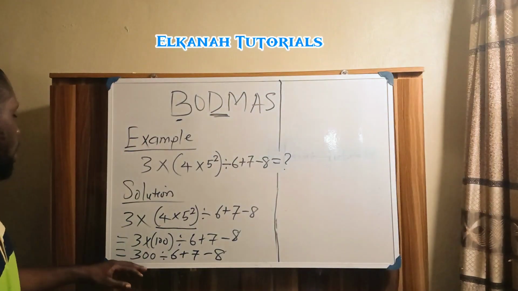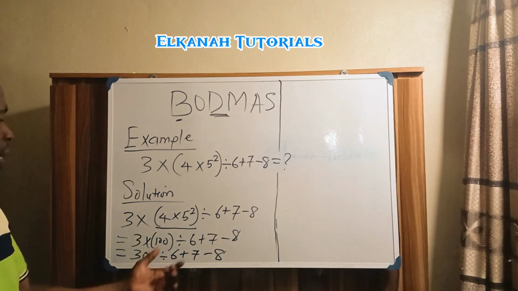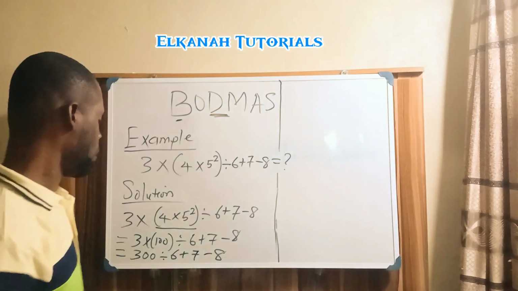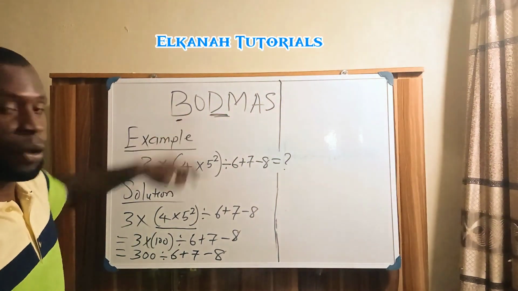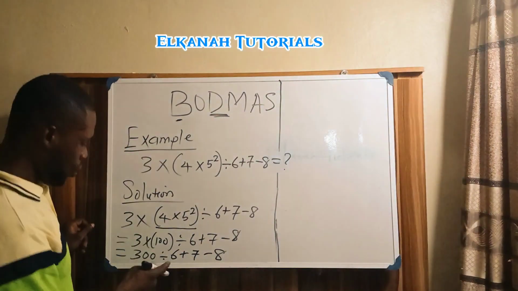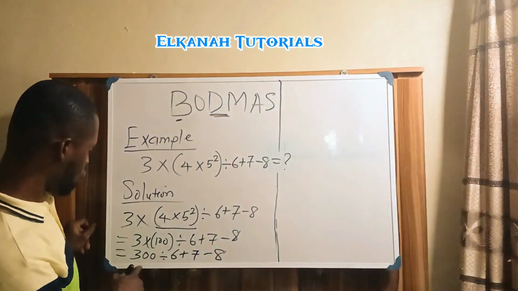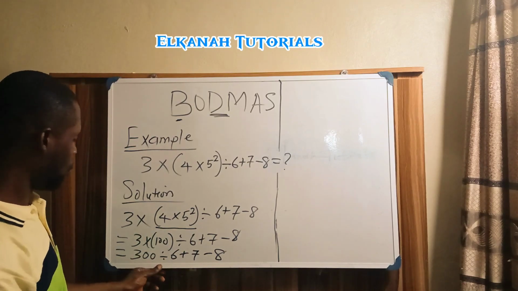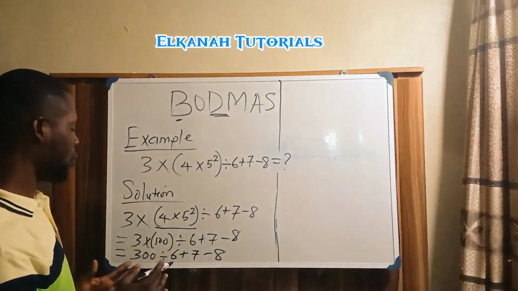Now, having removed the bracket, what is the next rule that we are going to be considering? The next rule after O is a division. So we are going to be handling the division aspect now. The division is attached to this 6. So 300 divided by 6 is what we are going to handle. That is what we are going to do first.